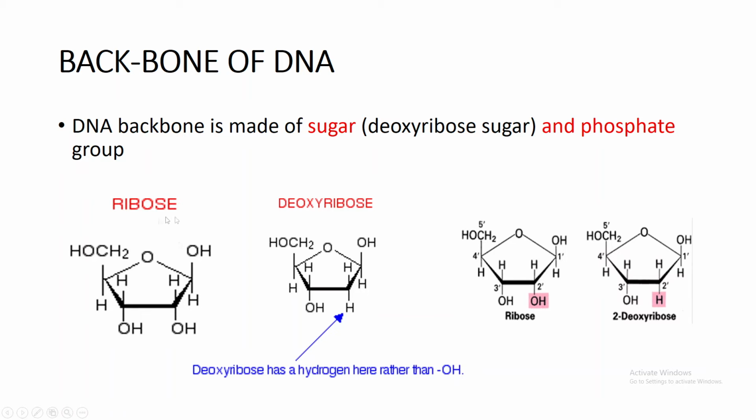So in this ribose sugar, at carbon number 2 here, this oxygen is removed. That's why it's called deoxy, because this oxygen here at carbon number 2 is removed. So it's a deoxyribose sugar. The backbone of DNA is made up of a deoxyribose sugar and a phosphate group. We have seen the sugar, and now let's look at the phosphate group.